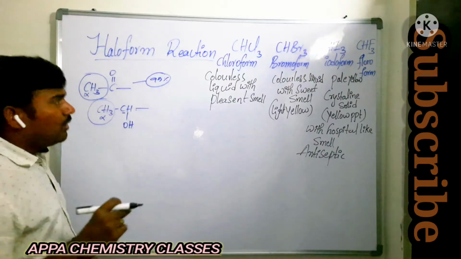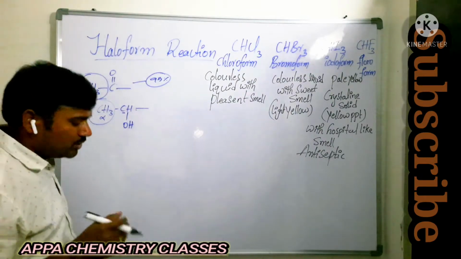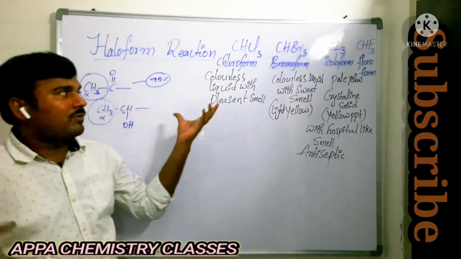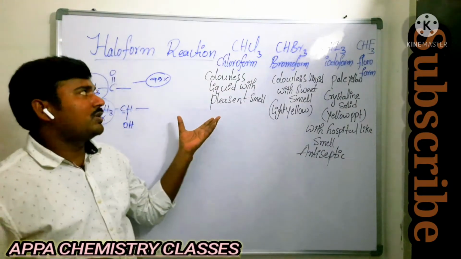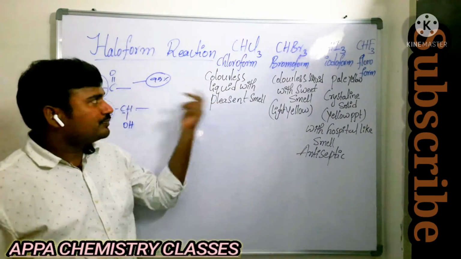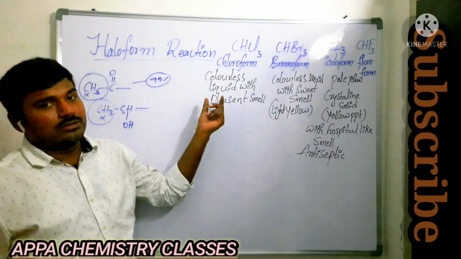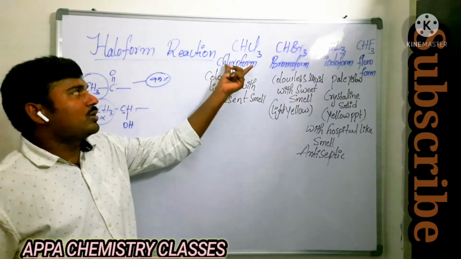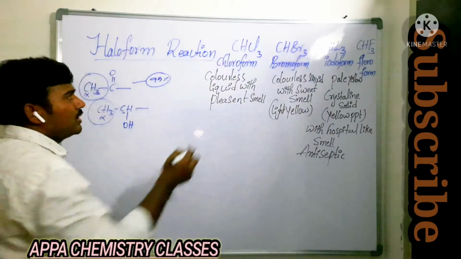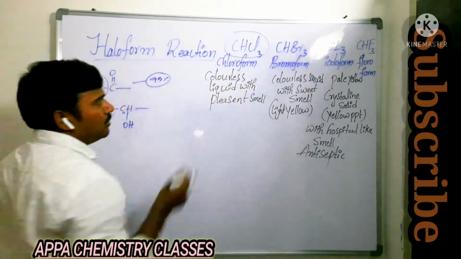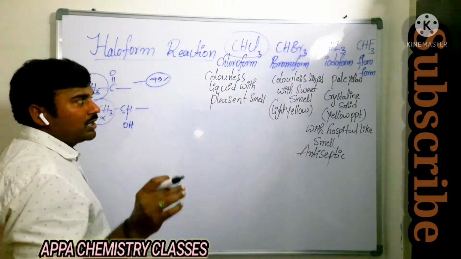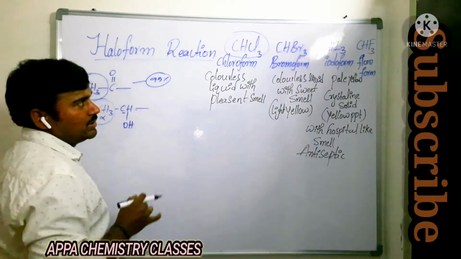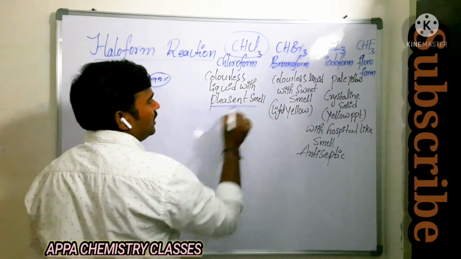Now in the haloform reaction, what products do we get when it reacts with a halogen? We have different types of halogens: chlorine, bromine, iodine and fluorine. If chlorine reacts with these functional groups, we get chloroform. CHCl3 is called chloroform. Chloroform is a colorless liquid with a pleasant smell, and it is also used as an anesthetic.